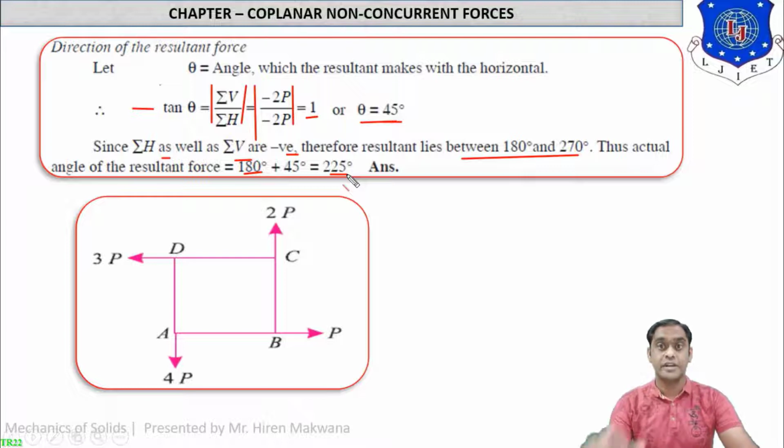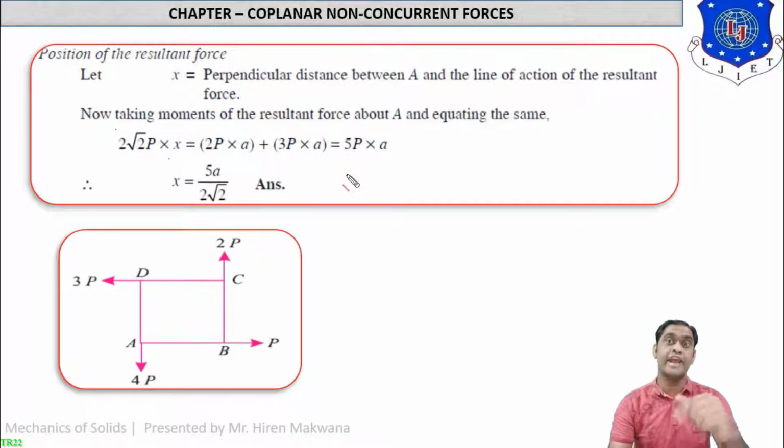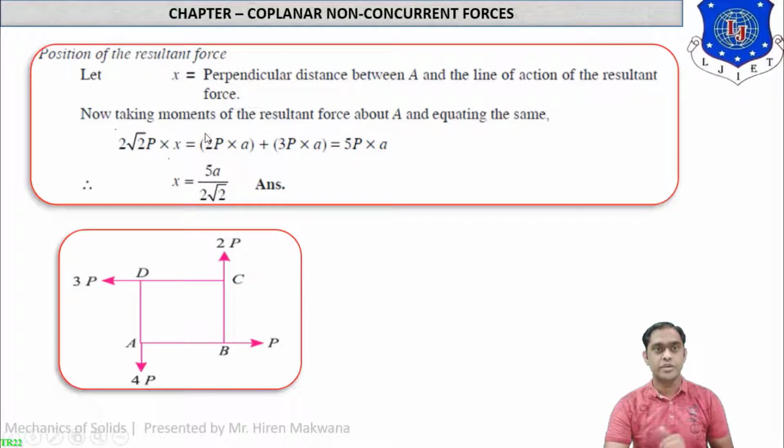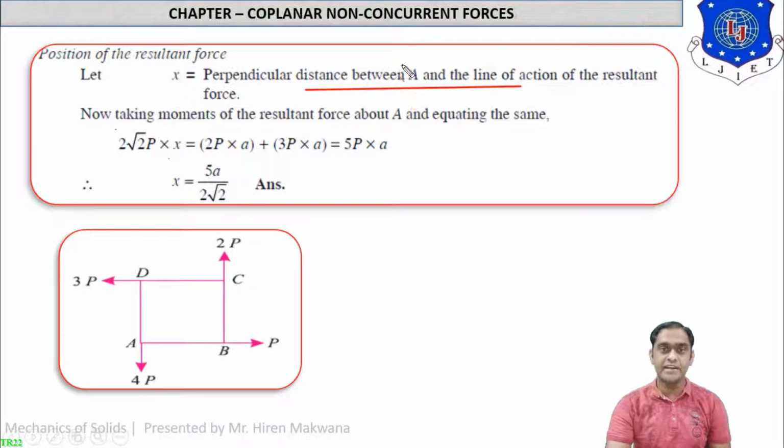Let us see what happens with the position of the resultant, which means we have to find x now. Here, x is the perpendicular distance between A and the line of action of the resultant force. The reference point is A only. Where is A? Here you can see this is point A. So we are calculating x with Varignon's principle.